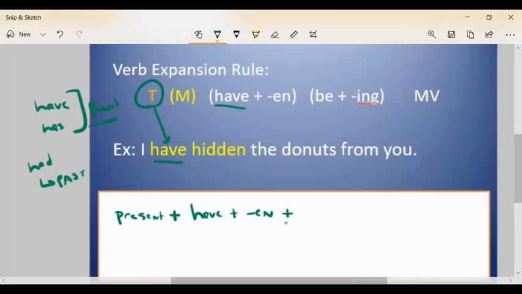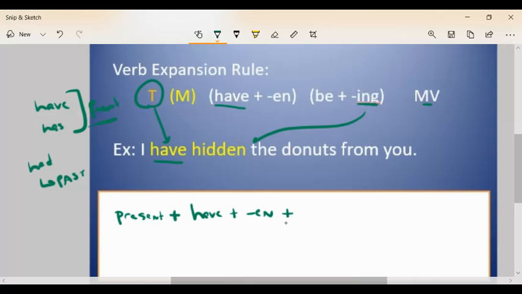Next, I look for an "ing." So if I have a form of "ing" in this verb down here, I get to add in "be plus ing." But I don't. I just have "hidden." There is no "ing," so I simply skip this. Remember, these 3 parts in the middle have parentheses, meaning that they're optional, and you don't have to have them. So this time I don't have an "ing," so I skip it.